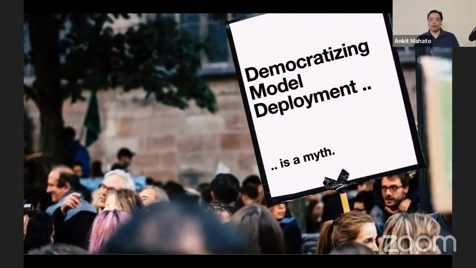What do I mean by it? Democratization of model deployment is basically giving the model developer the choice of how he wants to deploy his model, whether he wants to deploy it using a particular infrastructure or a particular framework. Giving that choice to the developer is called democratization of model deployment.